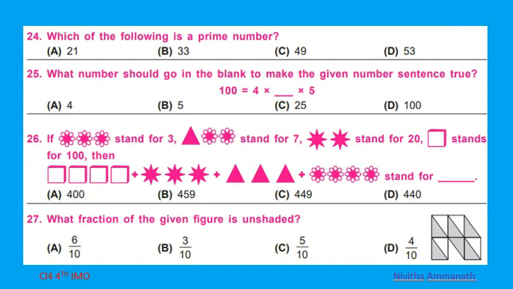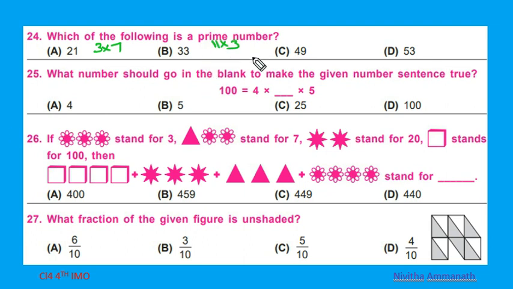Which of the following is a prime number? Prime number means the factors are the same number and 1. No other factors are there. That is a prime number. So here 21 means 3 into 7 is possible. So it's not a prime number. Here 33. 11 into 3 is possible.